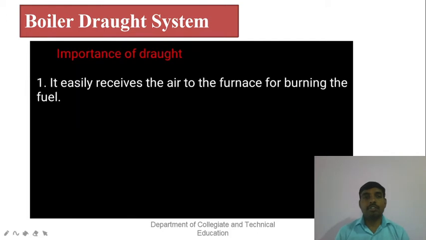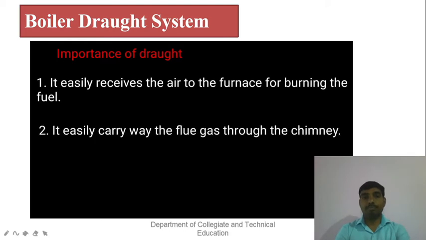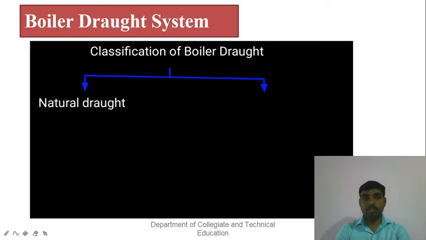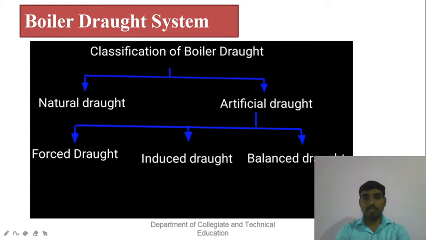Importance of draught: it easily supplies air to the furnace for burning of the fuel, and it easily carries away the flue gas through the chimney. Classification of boiler draught: boiler draught is generally of two types, one is natural draught, another is artificial draught. The artificial draught is classified as forced draught, induced draught and balanced draught.